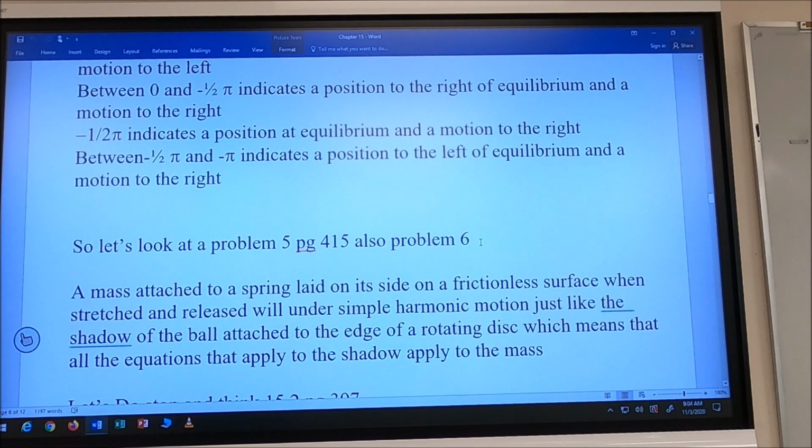Huh, that's a mouthful. Now, let's look at problem 5, okay, at the end of the chapter.